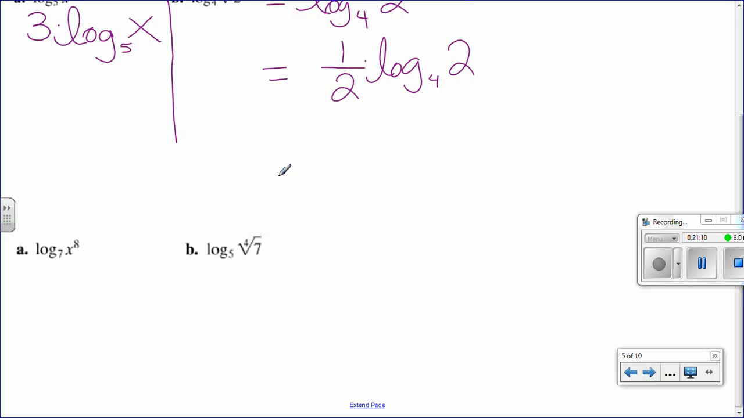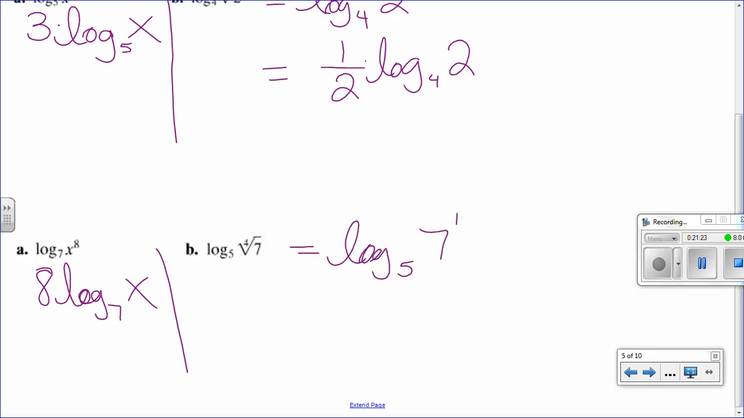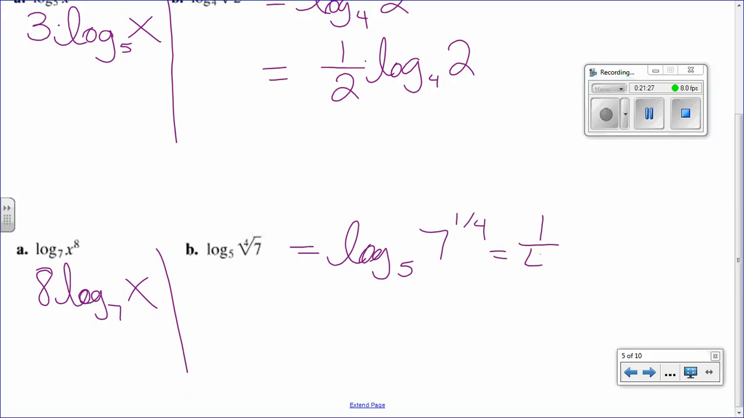Okay, so I'm going to start writing my answer, so you can check yours. 8 times the log of x base 7. Right here, this is the same as the log of 7 base 5 to the power 1/4. So it becomes 1/4 log base 4. Yeah? Do we all agree? Okay.